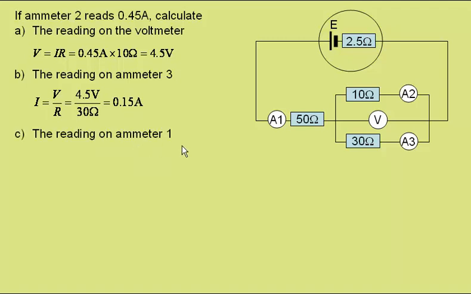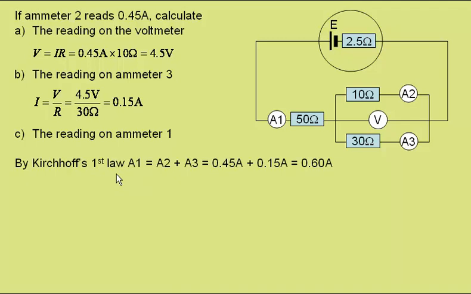Now we're asked for the reading on ammeter 1. Well, here by Kirchhoff's first law, the current through ammeter 1 must equal the current through ammeter 2 and the current through ammeter 3. Putting in the figures for ammeter 2 and ammeter 3 means ammeter 1 must have a reading of 0.6 amps. So 0.6 amps come along here, 0.45 go this way, and 0.15 go this way.